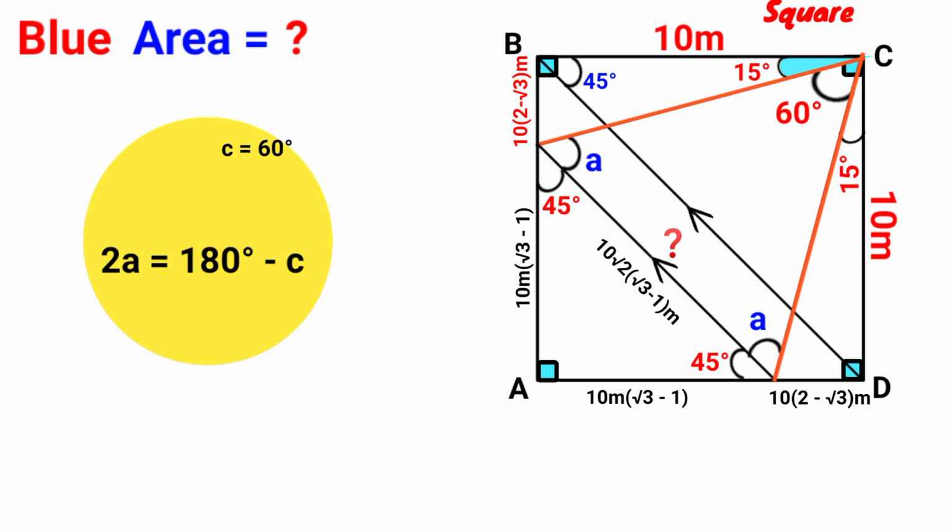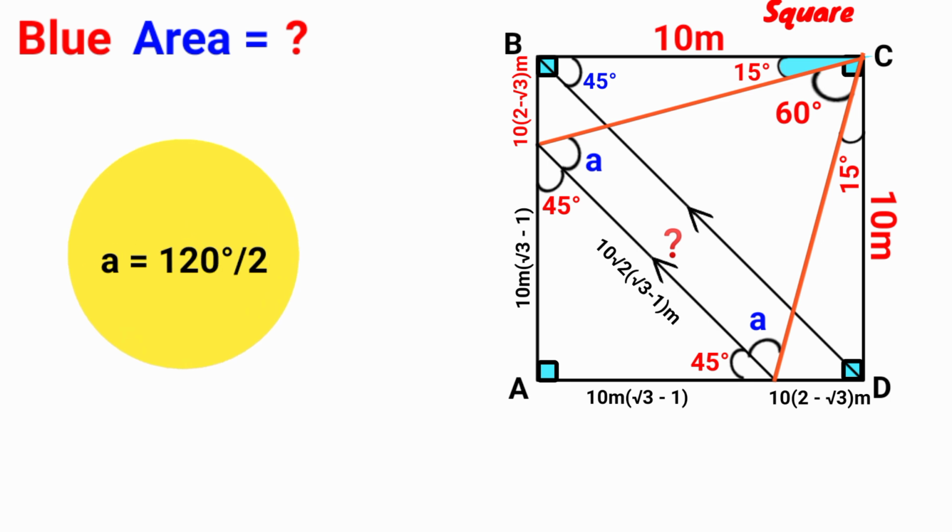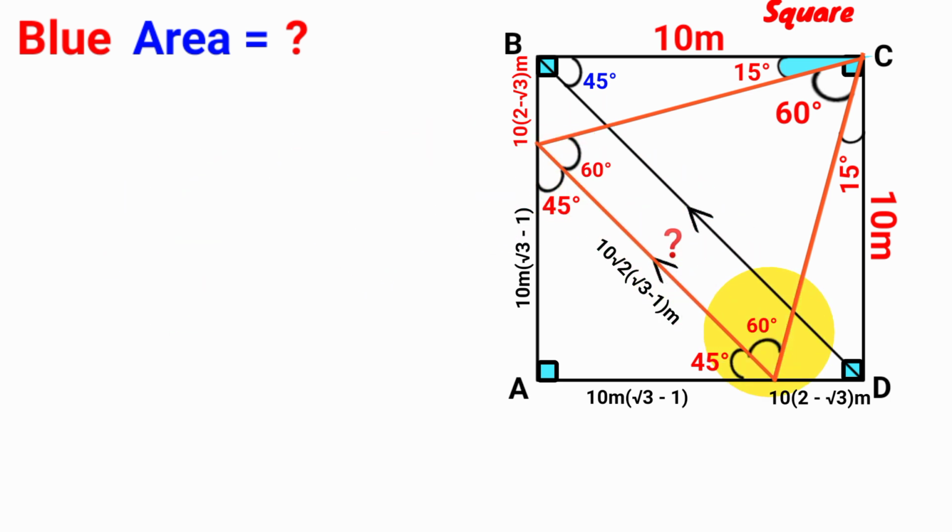Substitute the value of C here. Now 2A equal to 180 degrees minus 60 degrees. 180 degrees minus 60 degrees is 120. From 2A equal to 120, A equal to 120 divided by 2, which is 60 degrees. So A equal to 60 degrees. That is, this angle and this angle are 60 degrees each. The fact that all the angles of a triangle are 60 degrees tells us that it is an equilateral triangle.